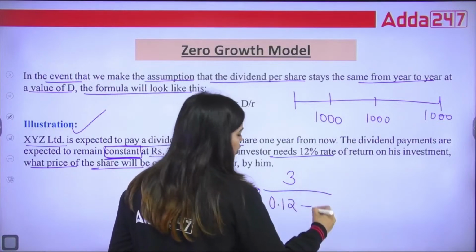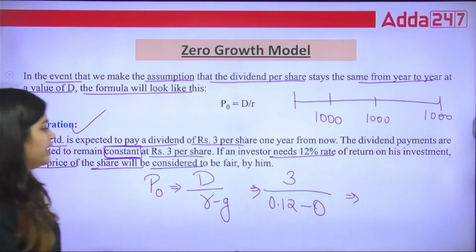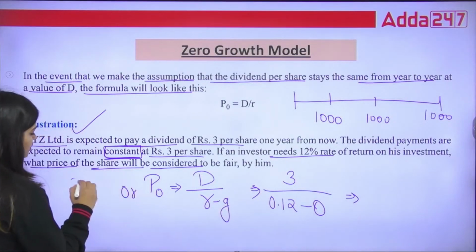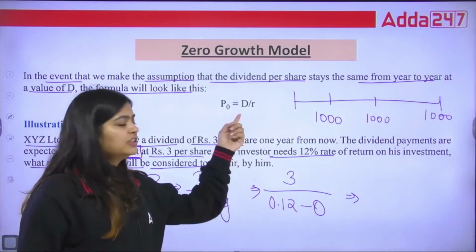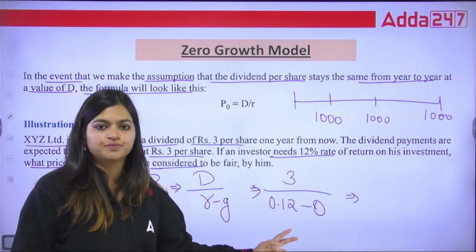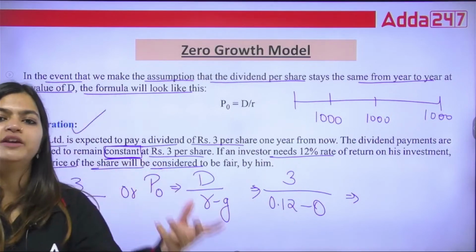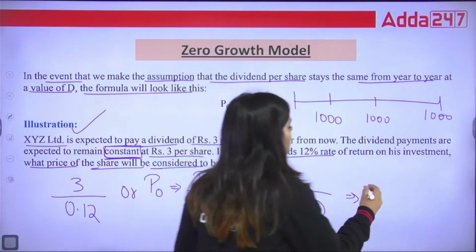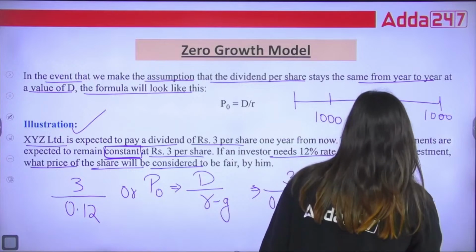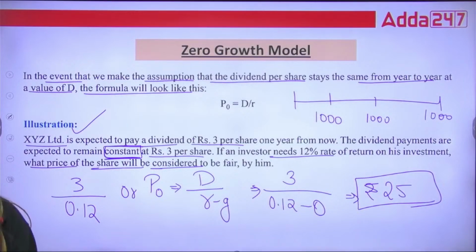Are they giving any growth? No. So directly, in place of G you write just a 0, or you can directly write 3 divided by 0.12. If you are not understanding what this formula is, you can use the previous formula also. But remember, in the place of G, you need to put 0. Please don't write any value based on your assumptions. So the answer is 3 divided by 0.12, so your final price is rupees 25. This is how we need to calculate.